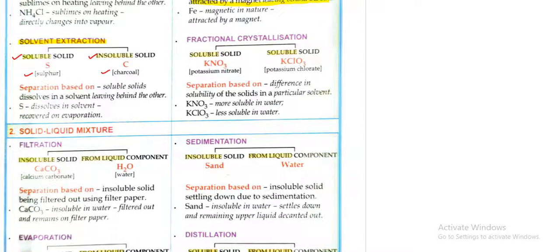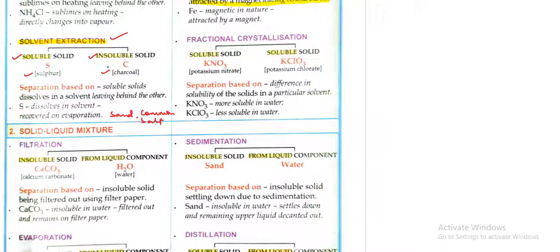Or we can take another example, students. Suppose sand and common salt are mixed together. Now if we want to separate them, how can we do it? We will add water to the mixture. Then the common salt will dissolve in water, but the sand will not dissolve. So this type of mixture can be separated by solvent extraction.